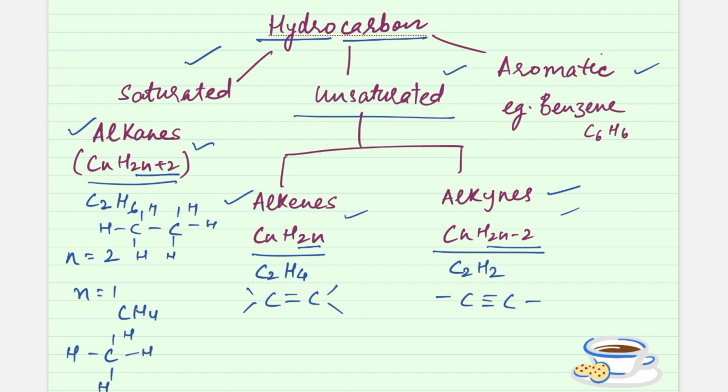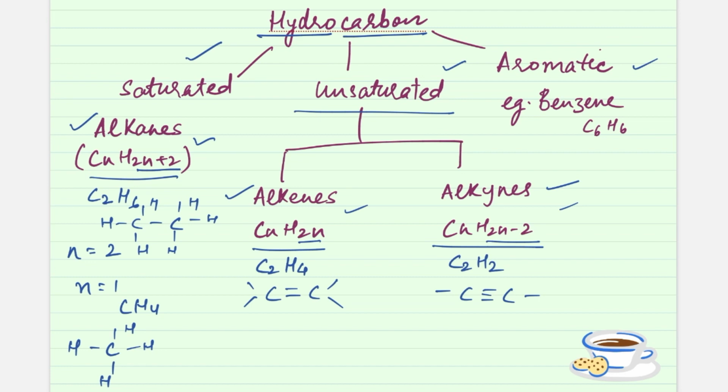So the lowest number of carbon atoms possible in alkanes is 1, whereas in case of alkenes and alkynes, the lowest number of carbon atoms possible is 2. You cannot have an alkene or alkyne having the number of carbon atoms equal to 1.